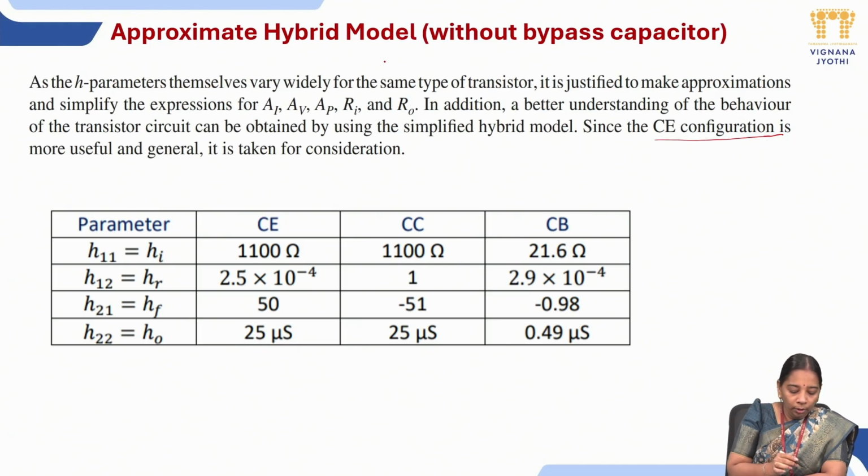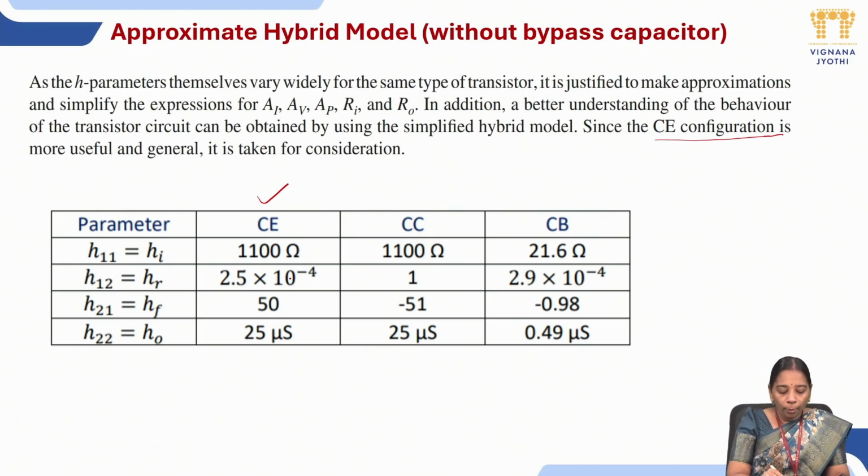Before going to that, we'll look at the values of the H parameters: H11, which is input impedance, H12 reverse voltage gain, H21 forward current gain, and H22 output admittance. These are the values for the different configurations: common emitter, common collector and common base. Coming to the CE configuration, right now we will go with the approximate hybrid model. These values are given by the manufacturer according to the transistor. So now we will go with the CE amplifier approximate model.